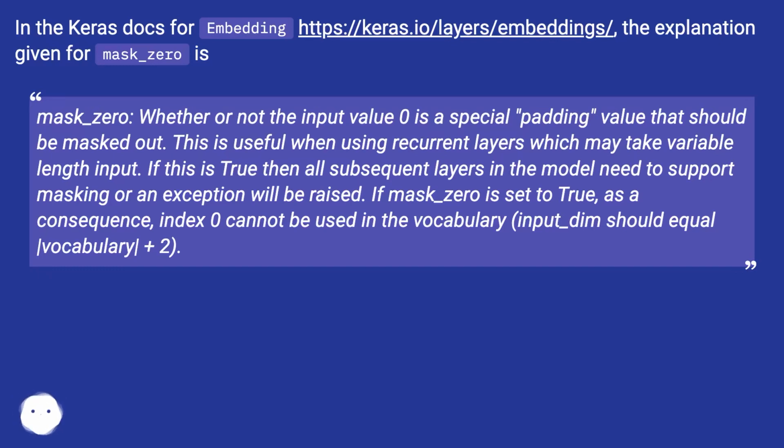If this is True, then all subsequent layers in the model need to support masking or an exception will be raised. If mask_zero is set to True, as a consequence, index 0 cannot be used in the vocabulary, and input_dim should equal |vocabulary| + 2.